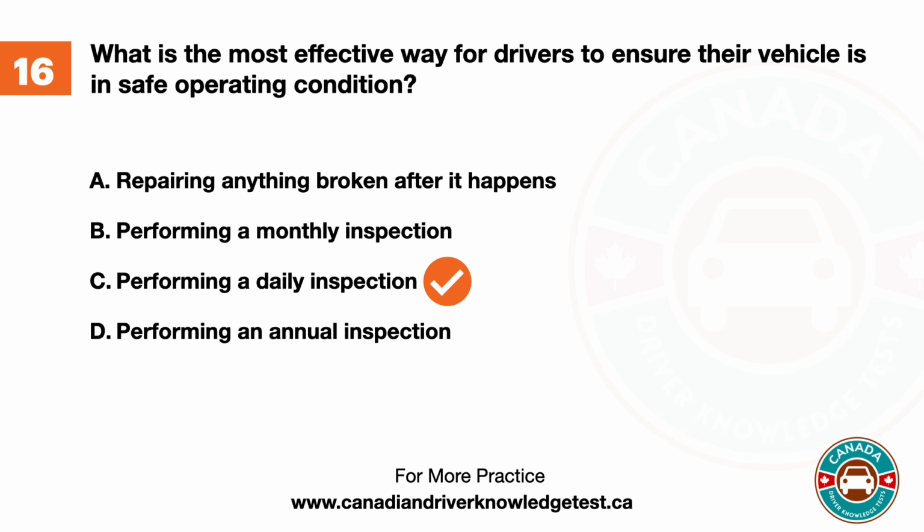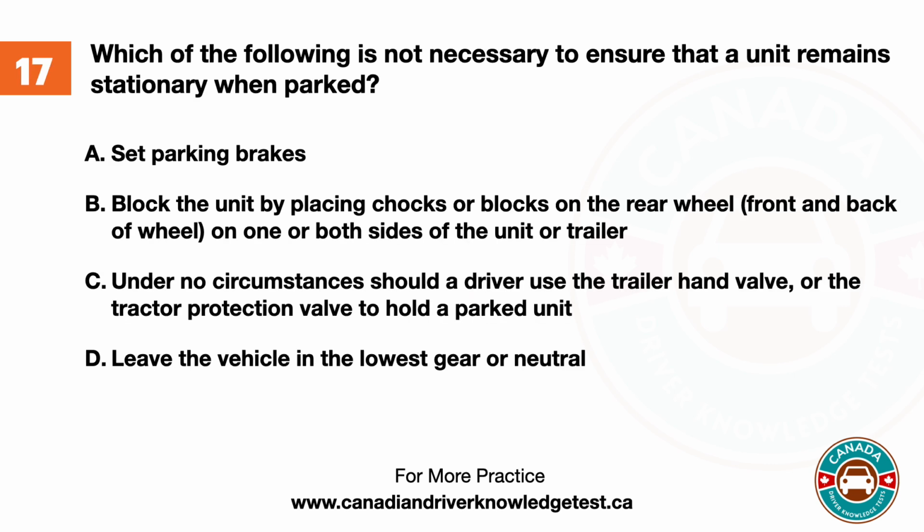Question 17. Which of the following is not necessary to ensure that a unit remains stationary when parked? A. Set parking brakes. B. Block the unit by placing chocks or blocks on the rear wheel, front and back of wheel, on one or both sides of the unit or trailer. C. Under no circumstances should a driver use the trailer hand valve or the tractor protection valve to hold a parked unit. D. Leave the vehicle in the lowest gear or neutral. The answer is D. Leave the vehicle in the lowest gear or neutral.